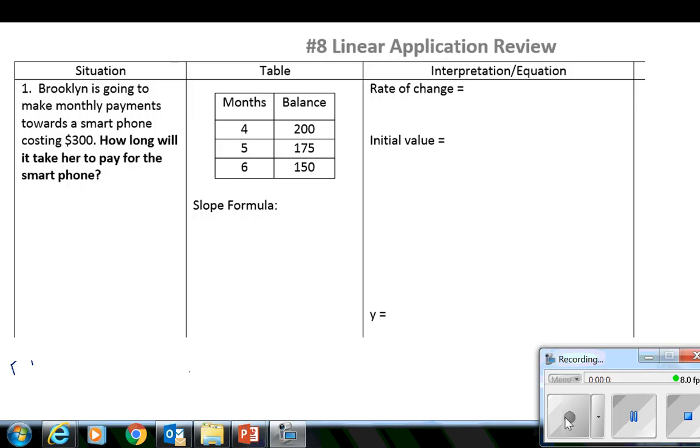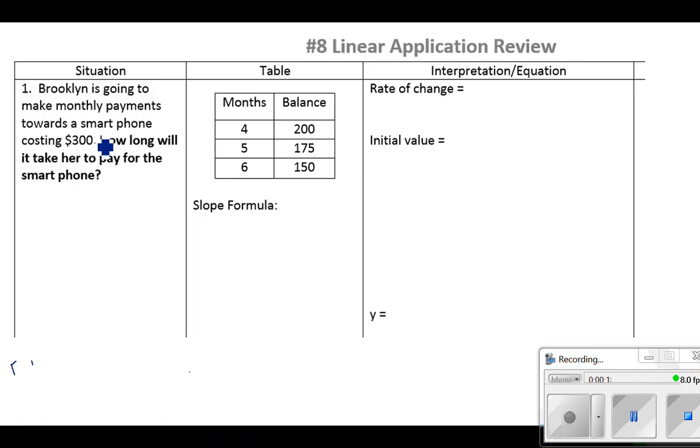For your application review, we're going to be using linear relationships from word problems. So number one, Brooklyn is going to make monthly payments towards a smartphone costing $300. How long will it take her to pay for the smartphone? Let's underline this so we know we need to go back and answer that question. Then we have the table, the interpretation, the equation, and then the graph at the end.